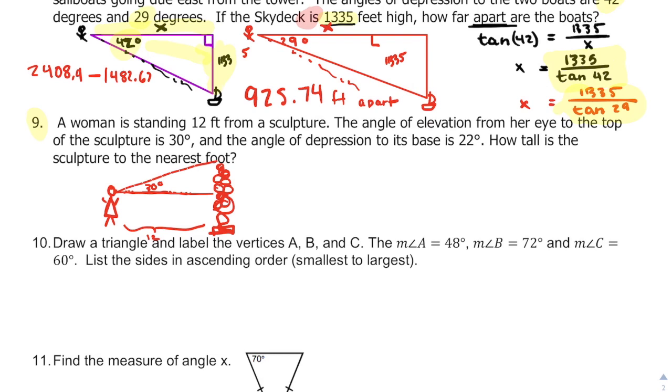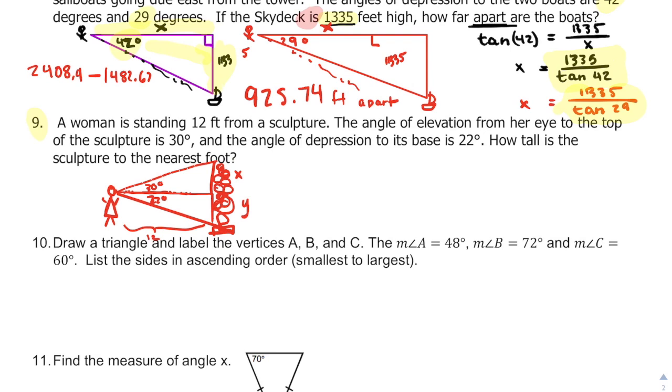And then the angle of depression to the bottom of the sculpture is 22 degrees. It says, how tall is the sculpture? So we need to find how much taller it is than her, and really technically how tall she is, but how both of these opposite legs. We've got to find both of those opposite legs.